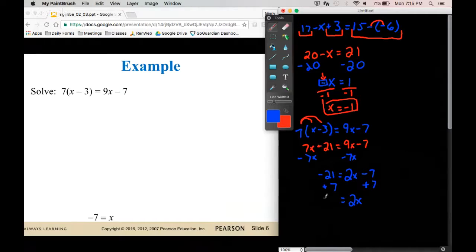All right, so you have the negative 21, and you're going to add the 7 to that, and that is going to give you a negative 14. The x is still not by itself, so you need to divide both sides by 2, and that leaves you with a negative 7 over here equals a positive x. Okay, so that's going to be your solution.